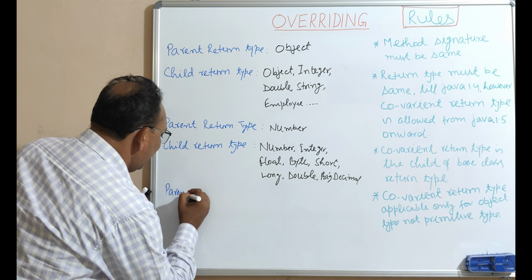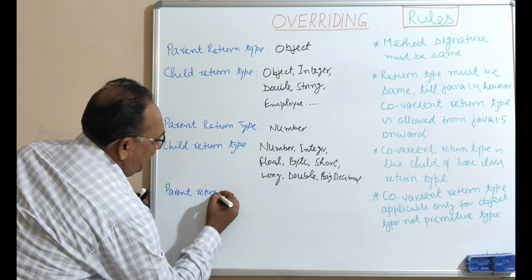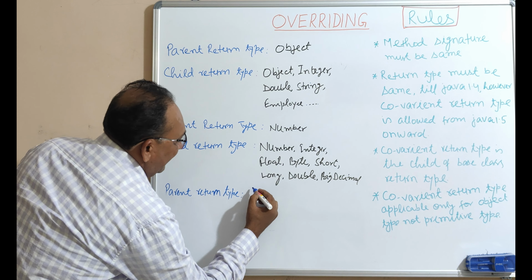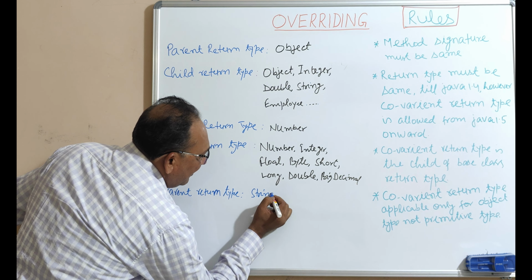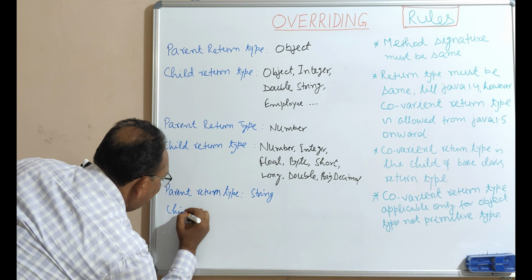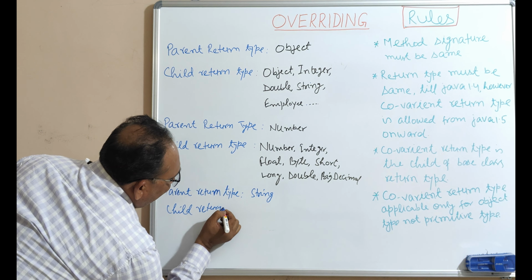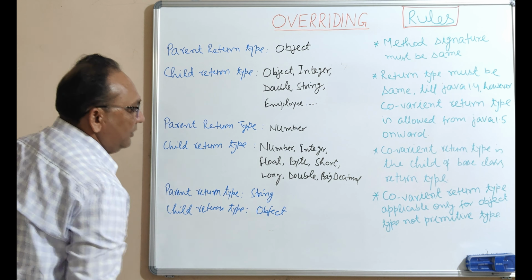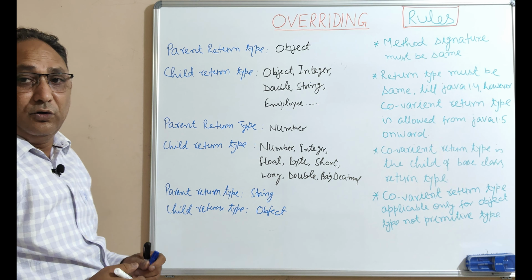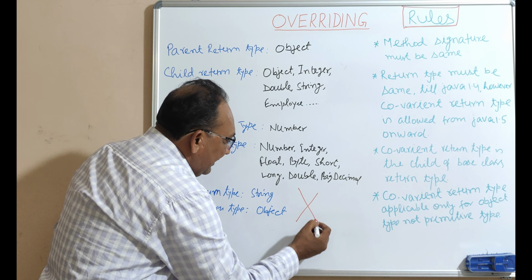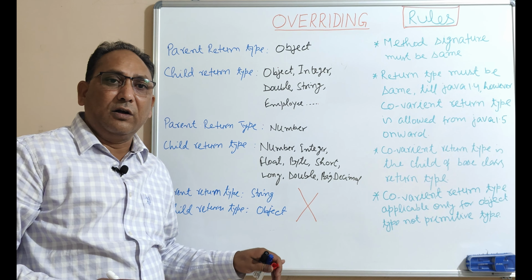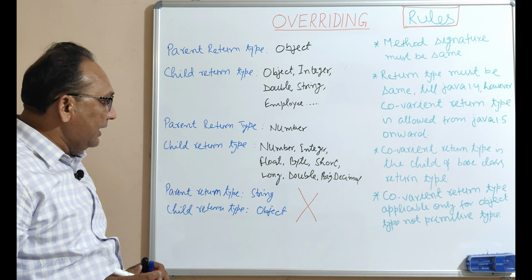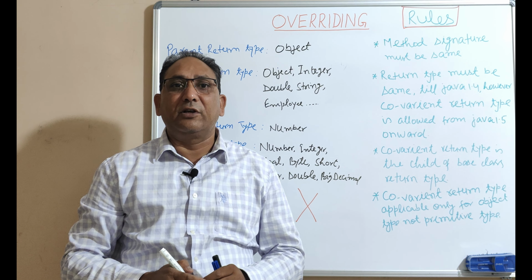Now take one more case. Let's say the parent return type is string and the child return type is object. Correct? So this is not a valid scenario. The child return type must be a child of the parent return type. Okay, I hope this concept is very clear to you guys.